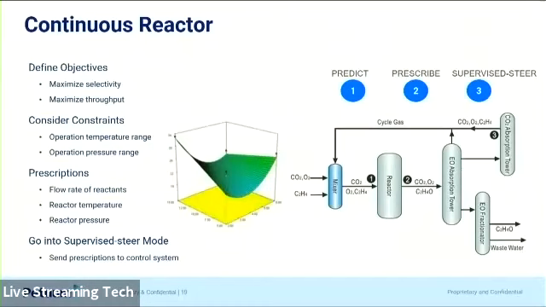And then these are some examples of use cases that we are working on with customers. In this case, this customer has a reactor. They have a group of objectives. They want to increase the selectivity, but also they want to increase the throughput. And they want to find out what will be the optimal prescription of flow rate of the different reactants, what will be the optimal temperature and pressure of the reactor, of course, keeping in constraints other variables.